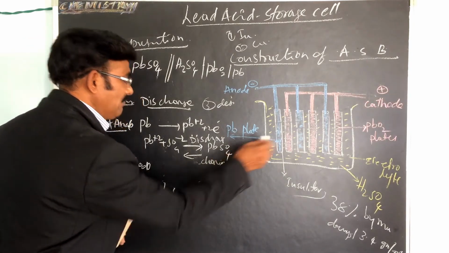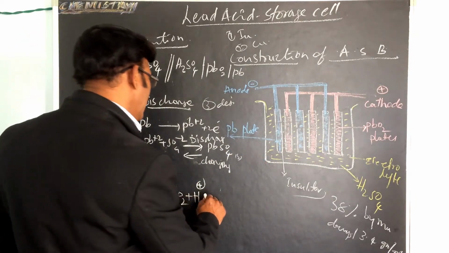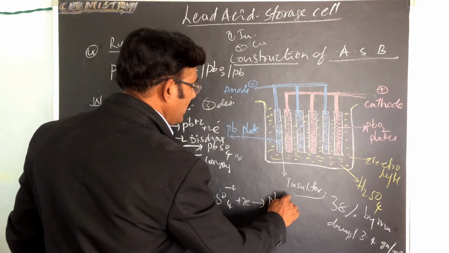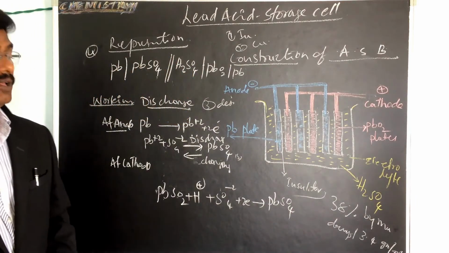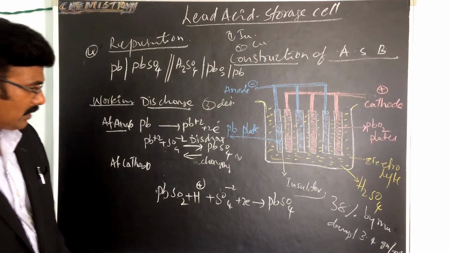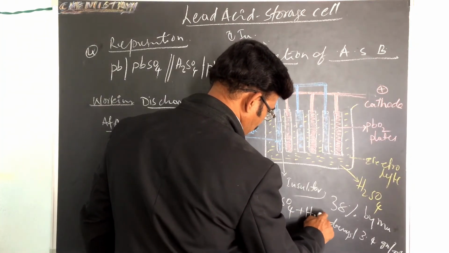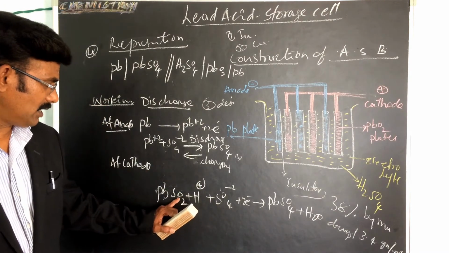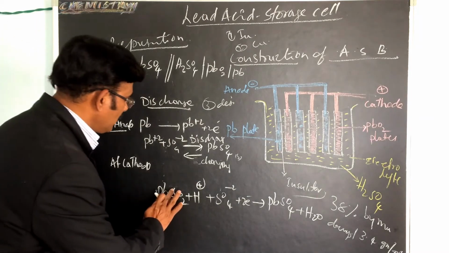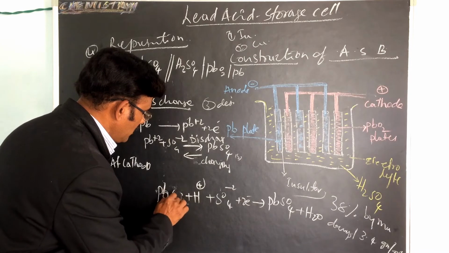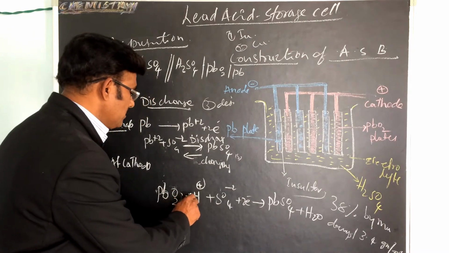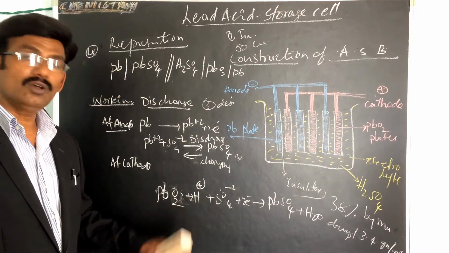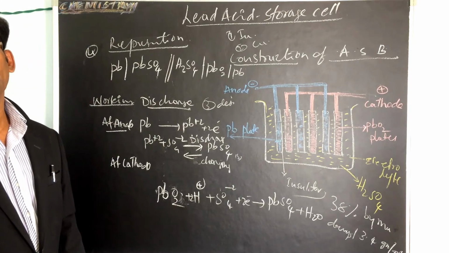And H plus from sulfuric acid, SO4 2-, and 2 electrons form PbSO4. This is about the PbSO4. And water will also come, along with H plus ions and oxygen. Lead sulfate. And what about the lead dioxide? If 2 moles or 4 moles, then H2O will come. So this is the reaction at the cathode.